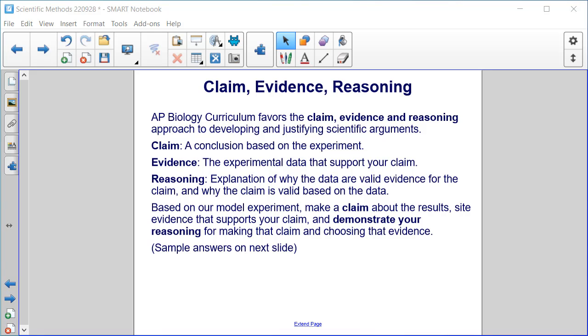Claim, evidence, reasoning. AP Biology curriculum favors the claim, evidence, and reasoning approach to developing and justifying scientific arguments. Claim is a conclusion based on the experiment. Evidence is the experimental data that supports your claim. And reasoning is an explanation of why the data are valid evidence for the claim and why the claim is valid based on the data. Based on our model experiment, make a claim about the results, cite evidence that supports your claim, and demonstrate your reasoning for making that claim and choosing that evidence.